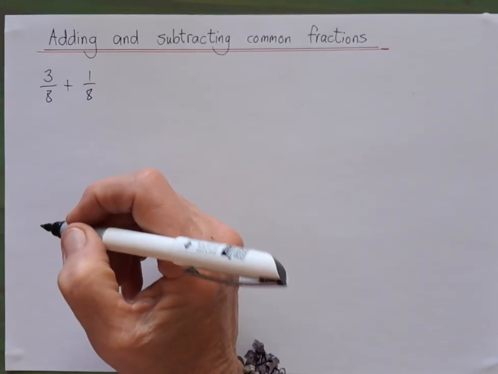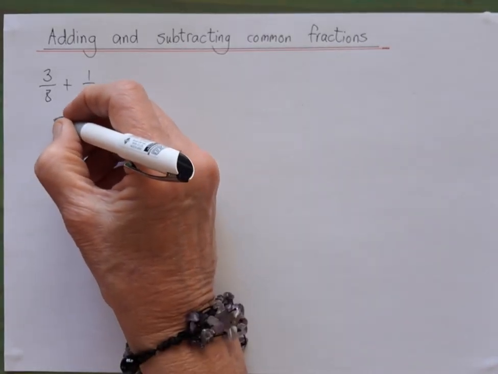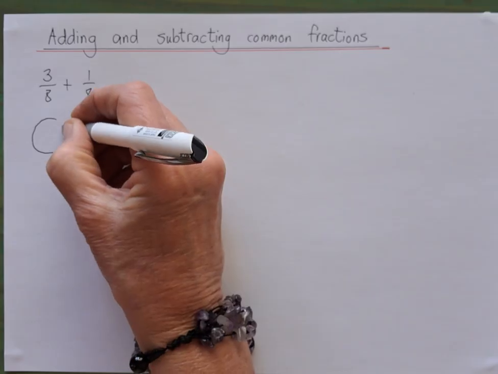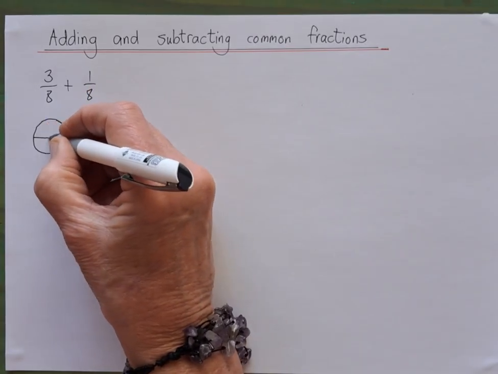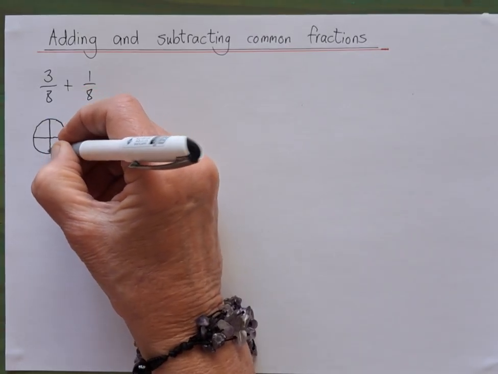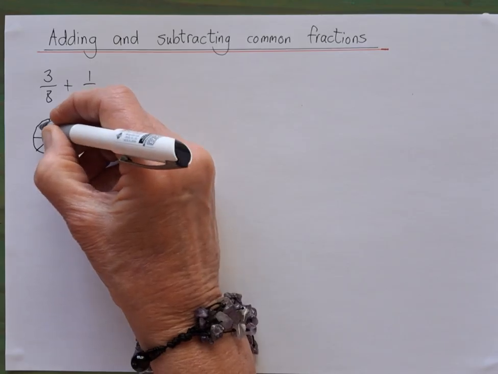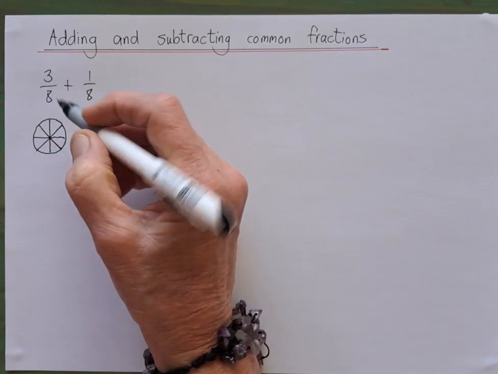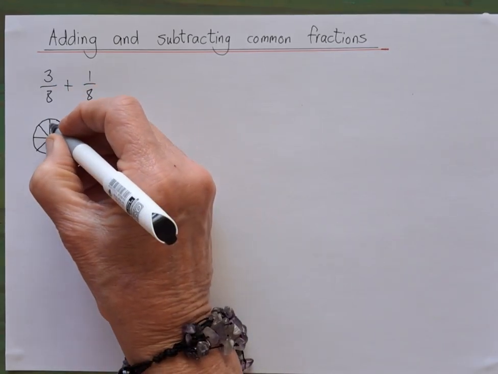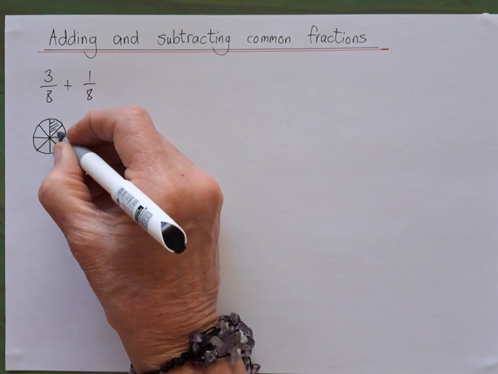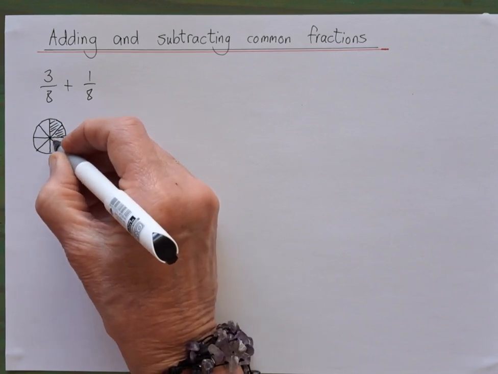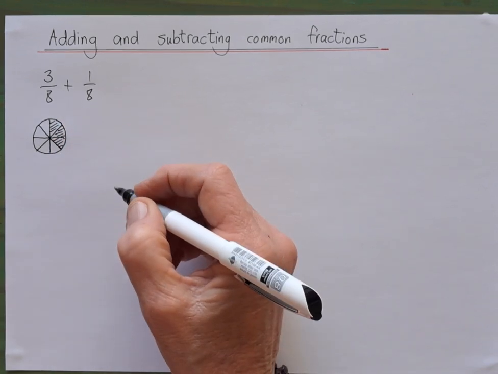Now if we think of 3/8 in terms of pizzas, we're looking at a pizza that has been cut into 8 slices because the denominator of the pizza is 8. And then the numerator of the pizza is going to tell us how many slices were eaten. So we're going to shade those in, and we're shading in 3 slices.